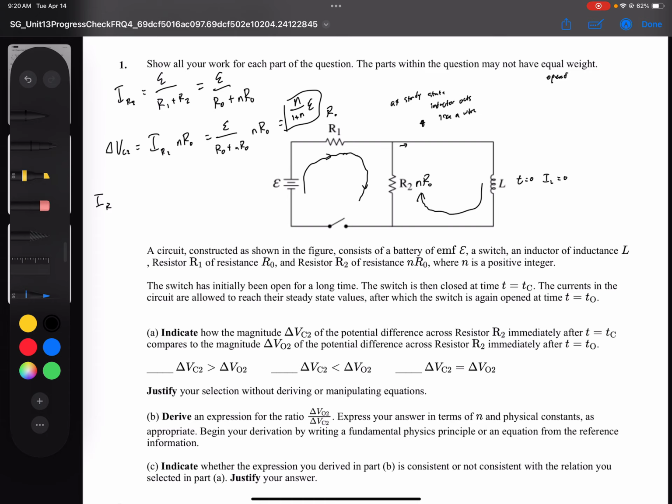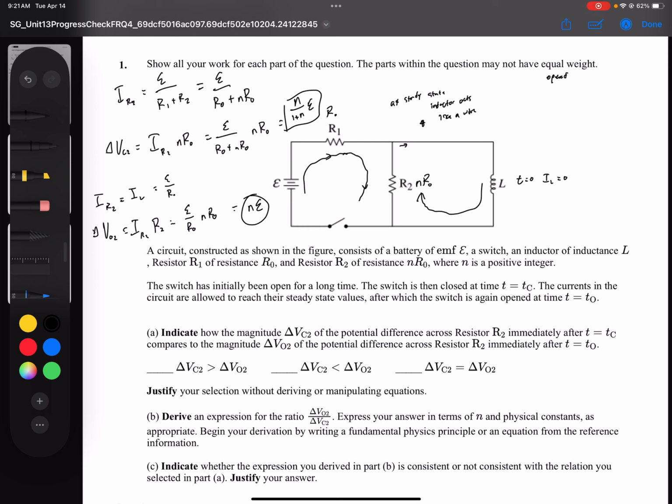So now working out the math, I have I R2 is going to equal the current in the inductor immediately after the switch is open. So it's going to equal epsilon over R naught. And then we write the expression as V open, the potential difference across resistor 2 right when the switch is open. I have I R2 times R2, which we know is N R naught. So I have epsilon over R naught times N R naught. The R naughts cancel, and I just end up with N times epsilon.